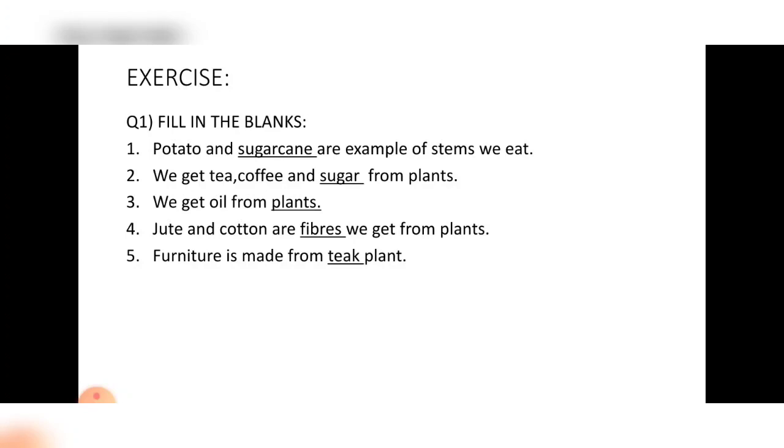Jute and cotton are fibers we get from plants. That is the fourth FB. Jute and cotton are fibers we get from plants. Fifth FB. Furniture is made from tea plant.